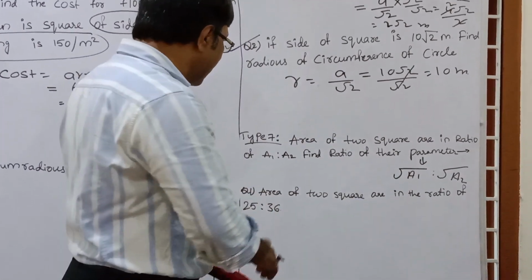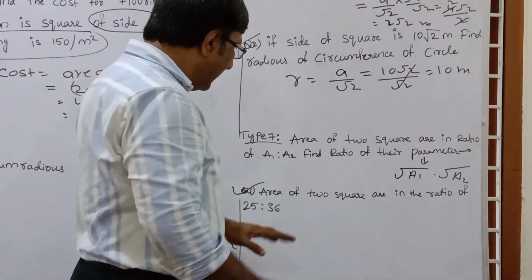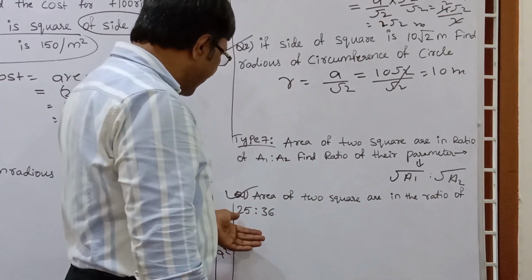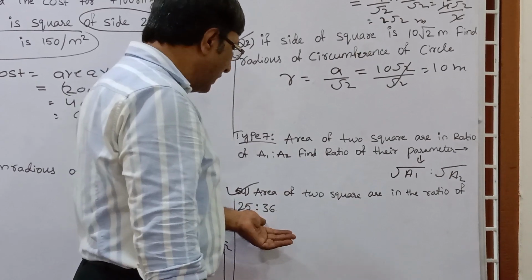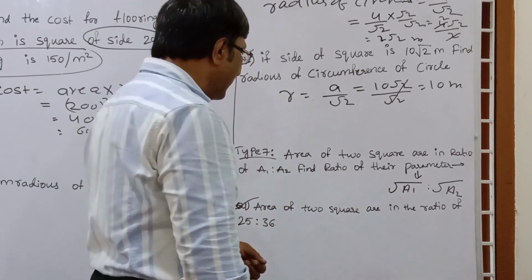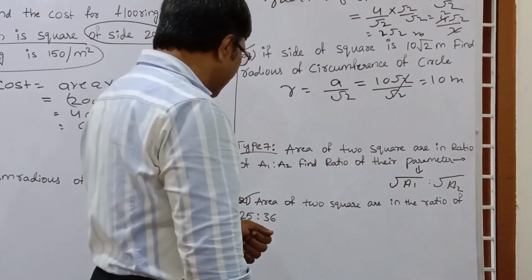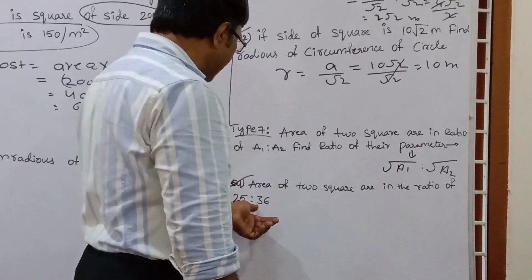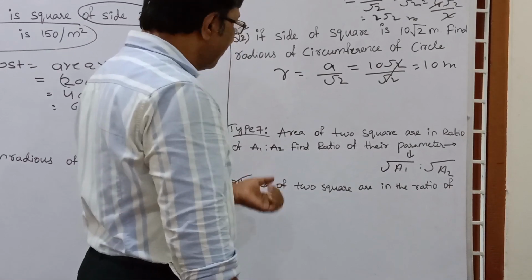So for example, see this question. The areas of two squares are in the ratio 25:36. Then we have to find the ratio of their perimeters. So the areas of two squares are in the ratio of 25 and 36. Then find the ratio of their perimeters.